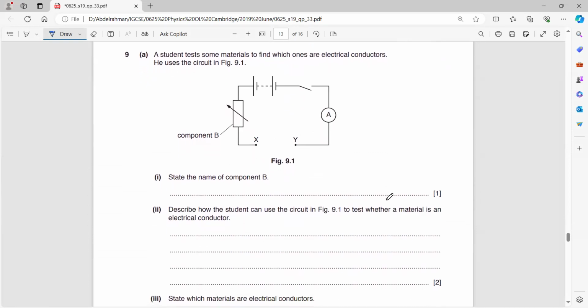A student tests some materials to find which ones are electrical conductors. State the name of the component B. Variable resistor. Yes, variable resistor. Well done. Variable resistor.